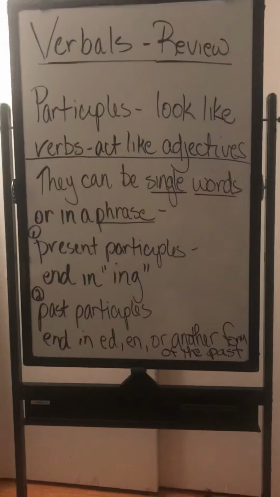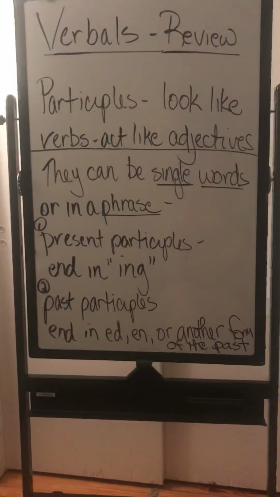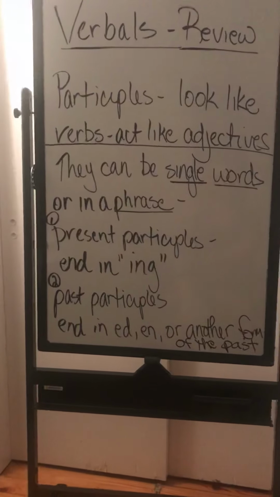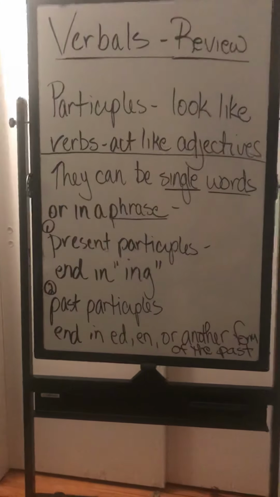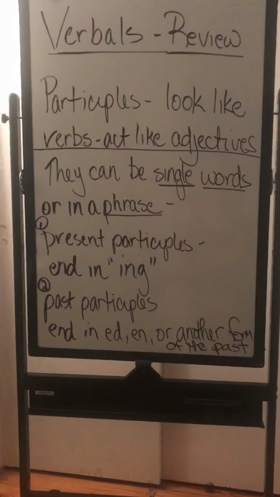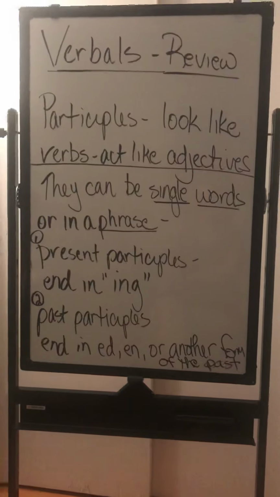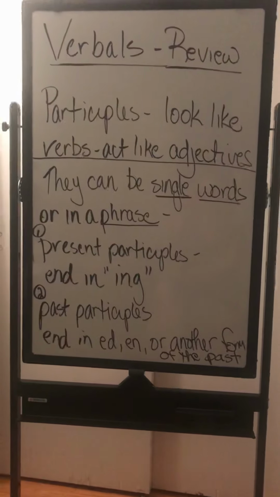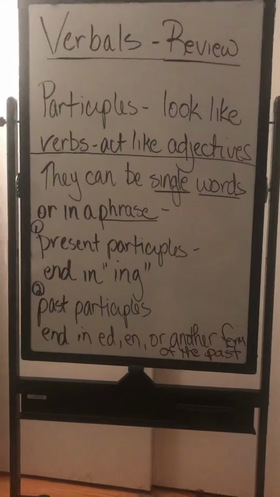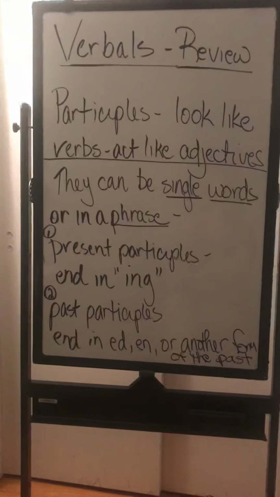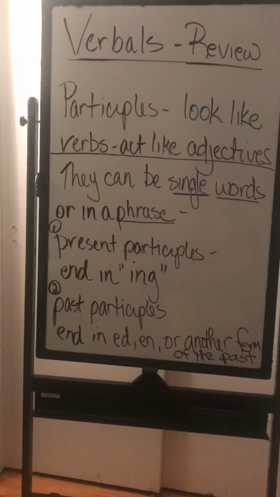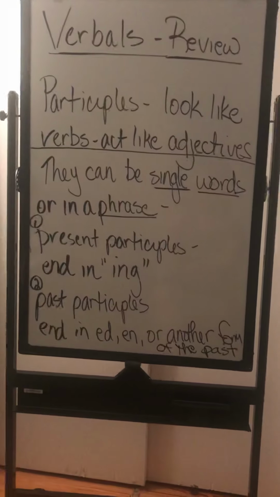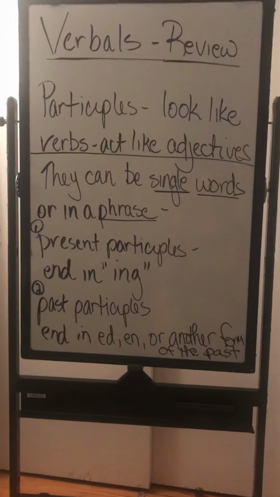So the first one, participles, again, looks like a verb but acts like an adjective. They can be single words or they can be participle phrases. And most of the time participles are used in phrases. So it's the participle itself plus a prepositional phrase, and that creates the participle phrase. Remember, you have two different types of participles. We have present participles, and they all end in ing. And then we have past participles, which end in some past form of a verb and again act like an adjective.